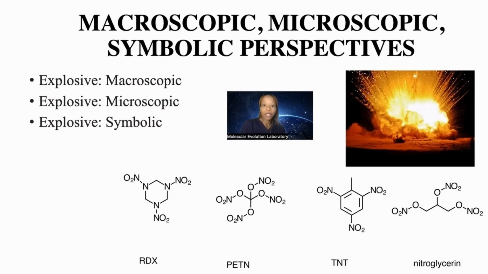In terms of explosions, there's the macroscopic, the microscopic, and the symbolic perspective. So here we can see a color change. Here we can see the chemical or microscopic properties of explosives, and these can also be converted to a symbolic representation. The molecular formula for RDX, or Research Department Explosive or Royal Demolition Explosive, is C3H6N6O6: 3 carbon, 6 hydrogen, 6 nitrogen, 6 oxygen.